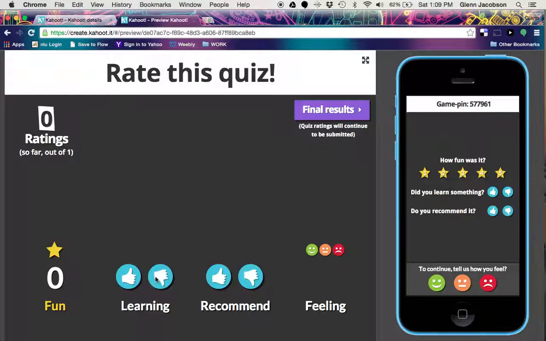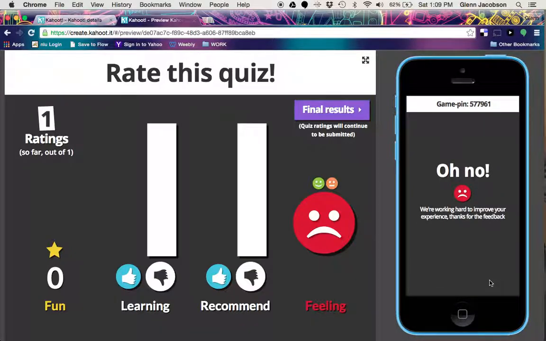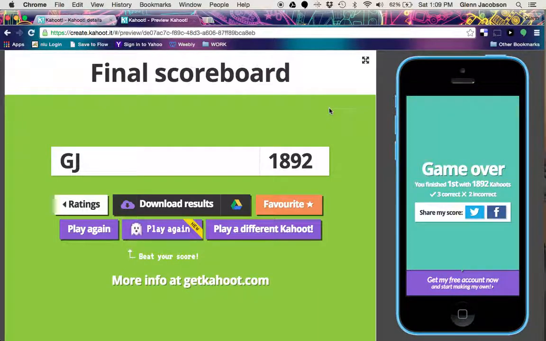So in this case, learning, I'm not really too excited about the learning aspect of it because a bunch of it was wrong, and I wouldn't recommend it, and I don't feel very good about it, but I feel like it was a good example of how you can go in, you can preview a Kahoot, and how you could make this something useful for your classroom.